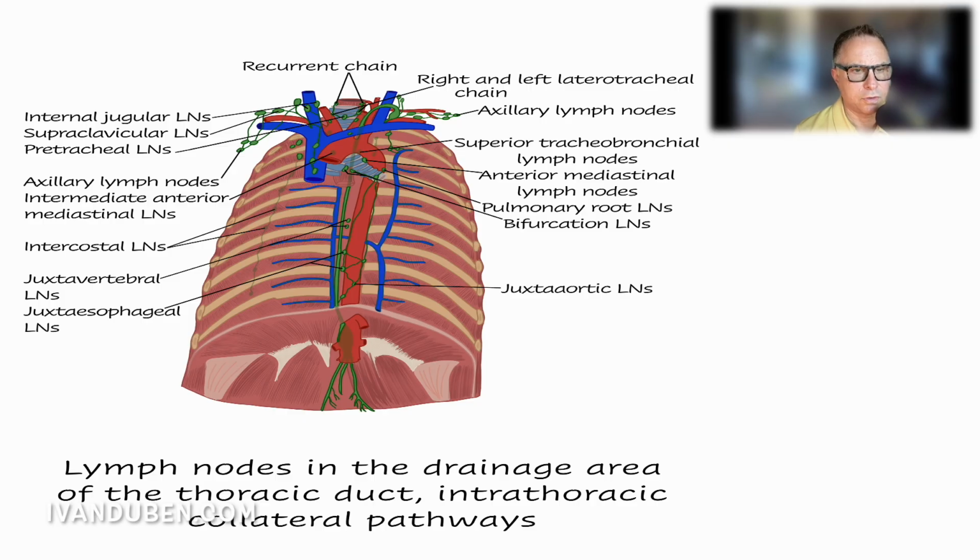And again, another view of the thoracic duct and also the associated lymph nodes, the juxtaesophageal and juxtavertebral lymph nodes that are also surrounding the aorta, but they're also connecting to the thoracic duct as well. And then we have again this pulmonary root, the bifurcation lymph nodes in the center that I spoke about earlier, and obviously your lateral tracheal chain up top and axillary lymph nodes over here that are more superficial.